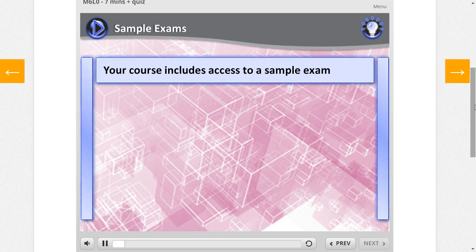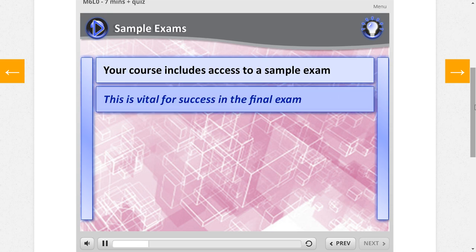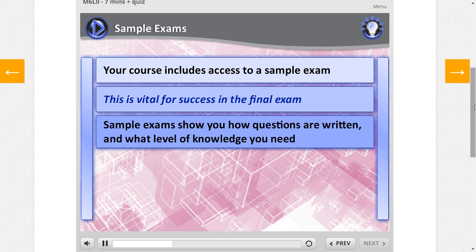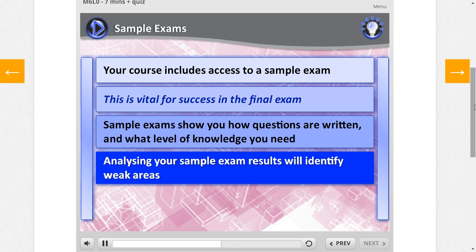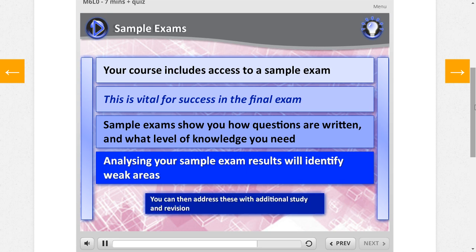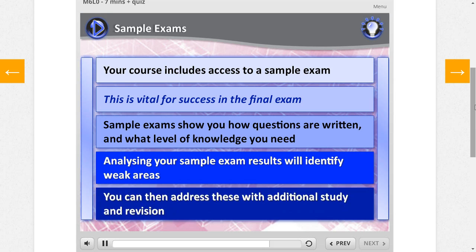As part of your course material, you are given access to at least one sample exam. Sample exams are vital for your future success with your live final examination. The sample exams will allow you to prepare for your final exam by showing you how the questions are written and giving you an illustration of what level of knowledge is needed. By analyzing your results in the sample exam to identify weak areas, you can target your revision to gain maximum value from all your training materials. Any trouble spots or weak areas will be clearly identified, and you can address these with additional study time and revision as part of your exam preparation.